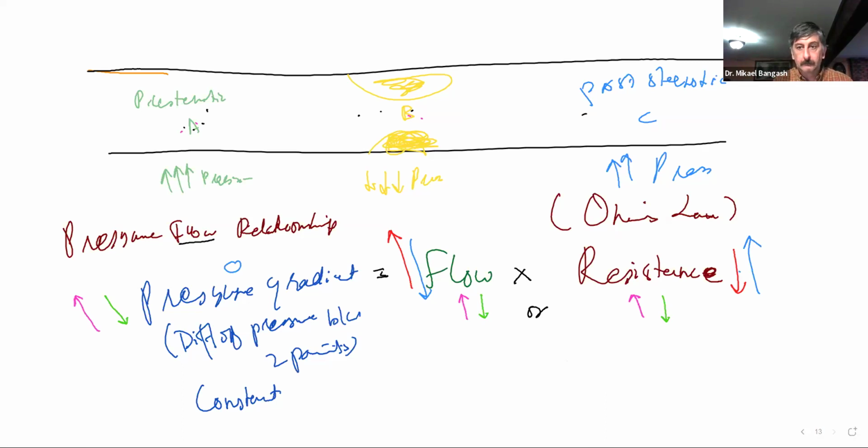Any questions so far? Now, one thing you won't find in your book, but which is important and helpful to understand, is the relationship between velocity and the blood flow, and the area of the blood vessel.